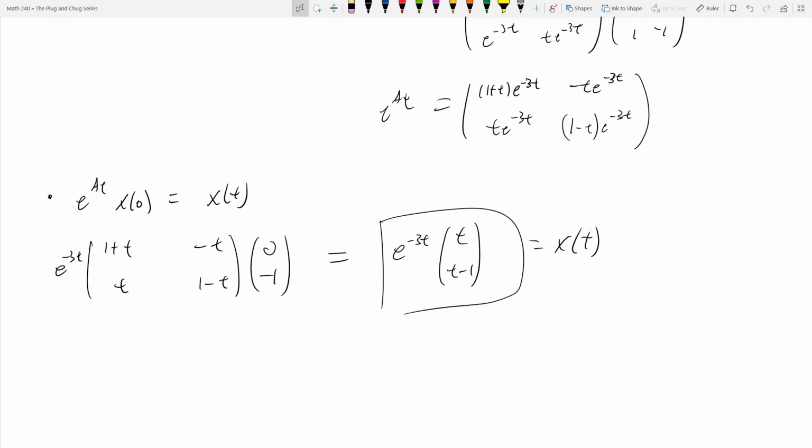And then I have one more thing about systems of differential equations, and then we'll move on to phase portraits.